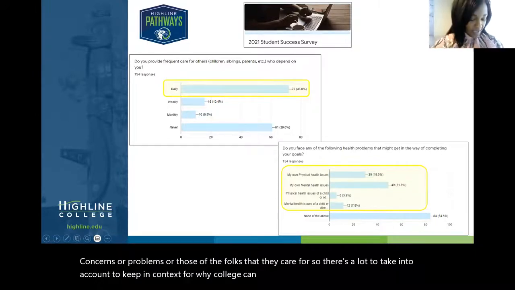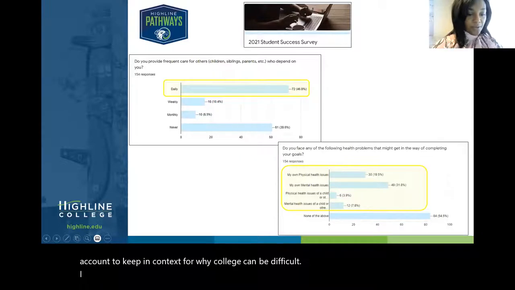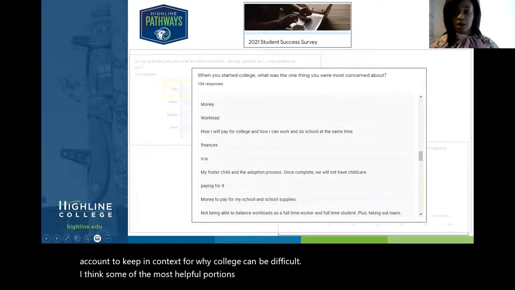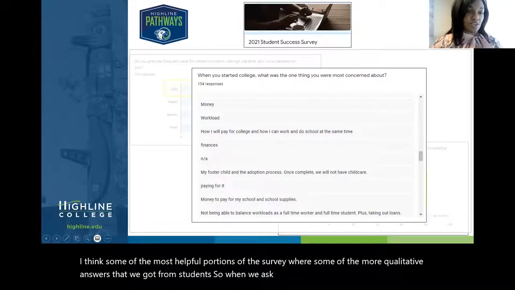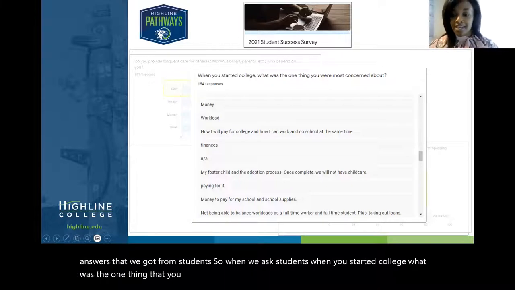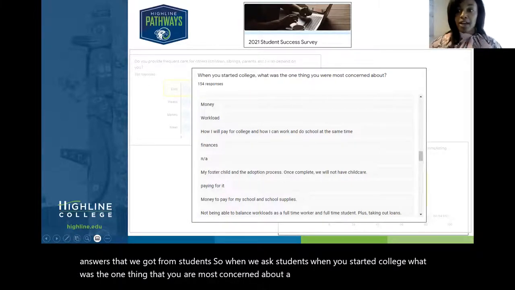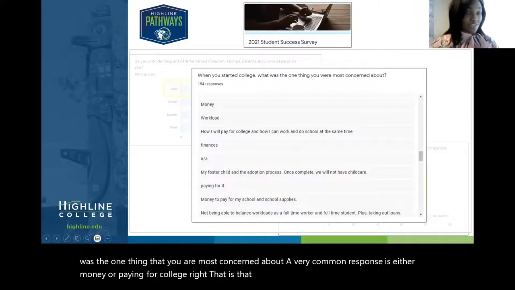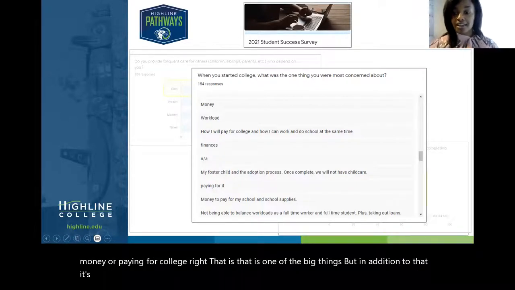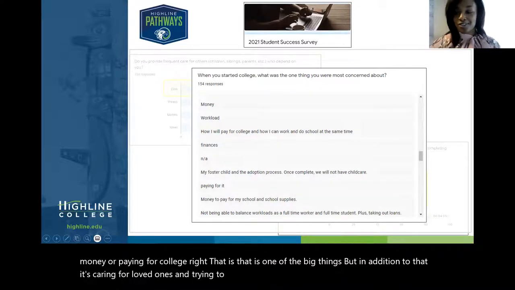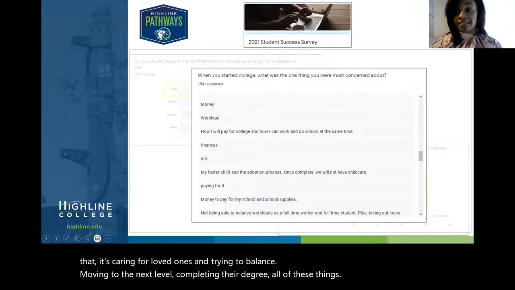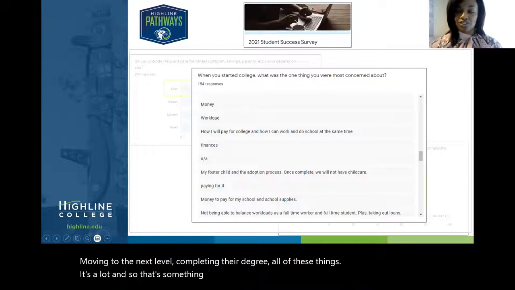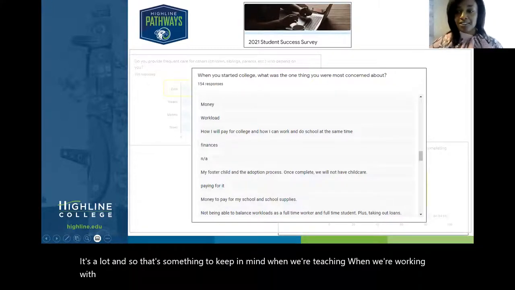I think some of the most helpful portions of the survey were some of the more qualitative answers that we got from students. So when we asked students, when you started college, what was the one thing that you were most concerned about? A very common response is either money or paying for college, right? That is one of the big things. But in addition to that, it's caring for loved ones and trying to balance moving to the next level, completing their degree, all of these things. It's a lot. And so that's something to keep in mind when we're teaching, when we're working with students, how they respond to things, that's important.